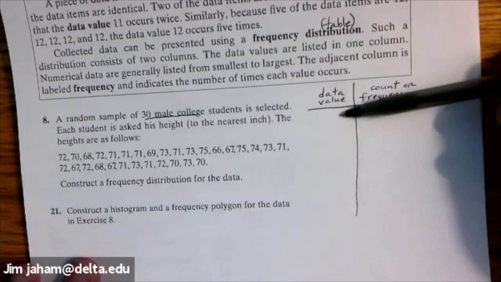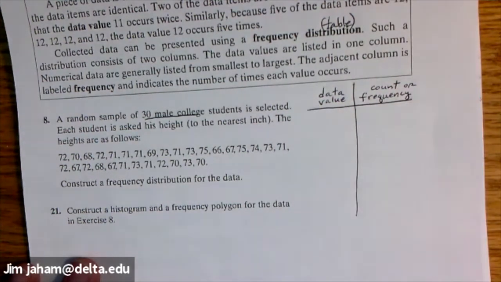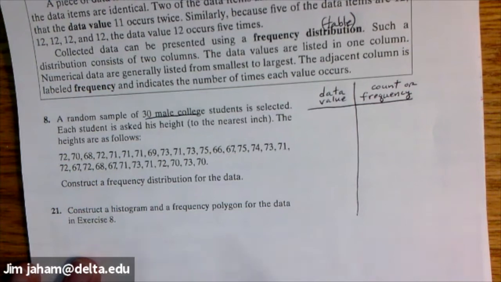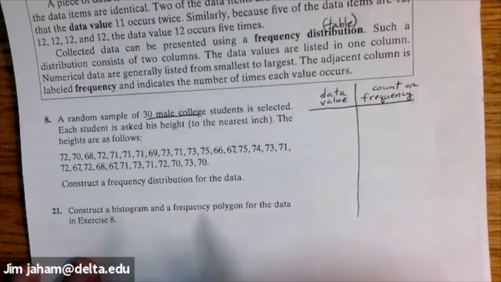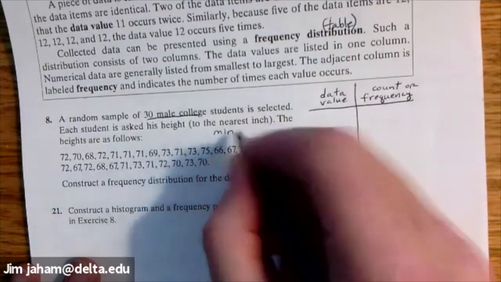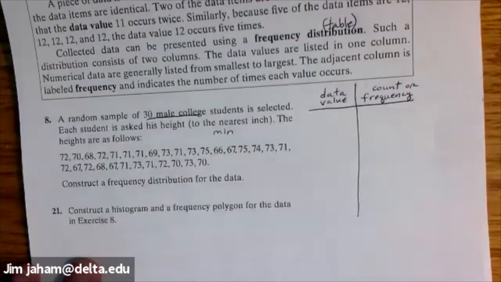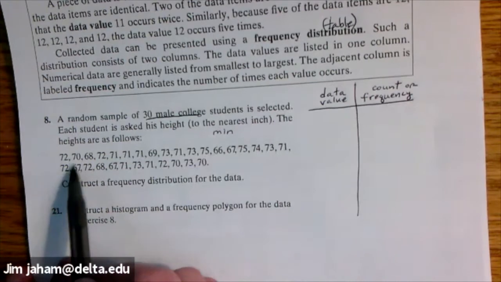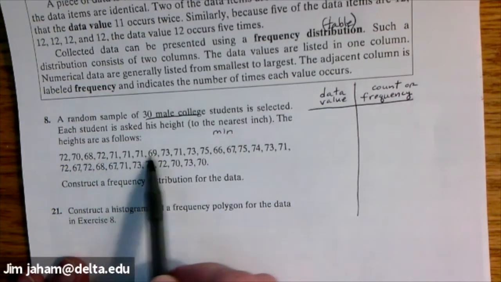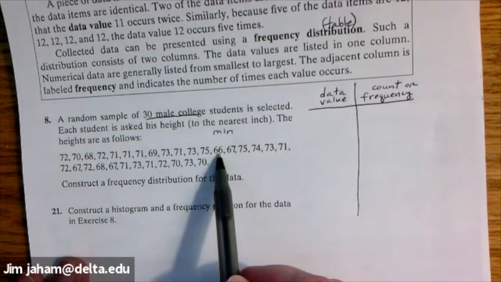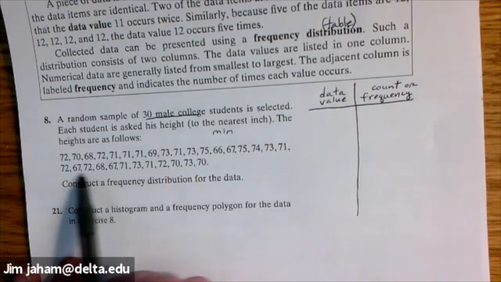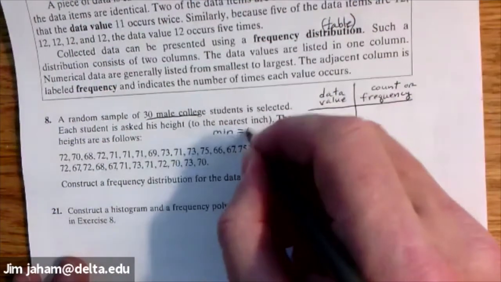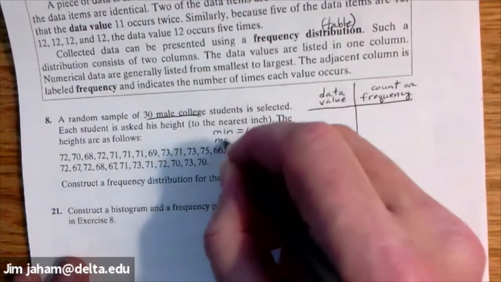Now what has to appear in the data value column is a listing of all the possible data values. So we go through this list and pick out the smallest data value. That's called the minimum. I'll abbreviate it min. Looks like we got 60s and 70s. There's a 66. Okay, so the minimum is 66 and the maximum is the largest data value.